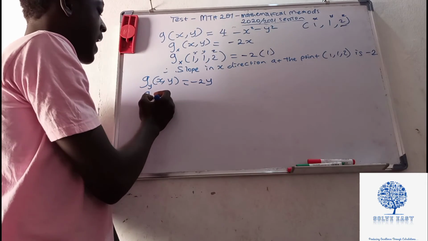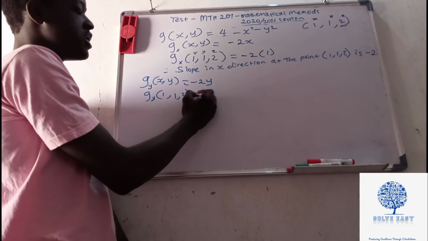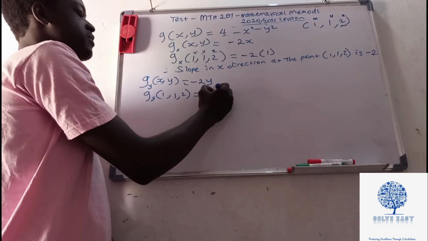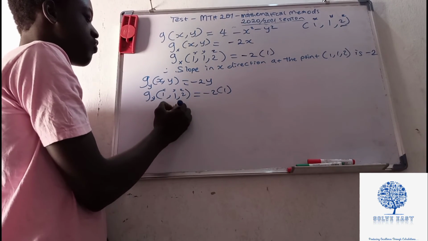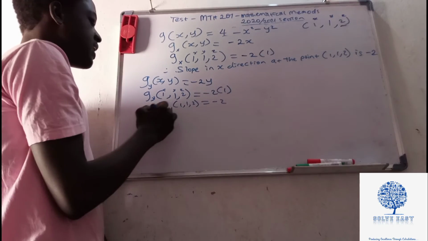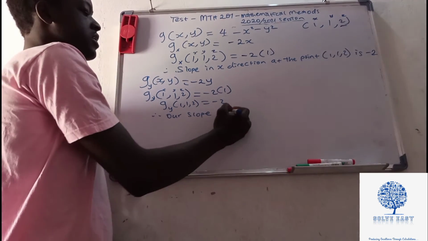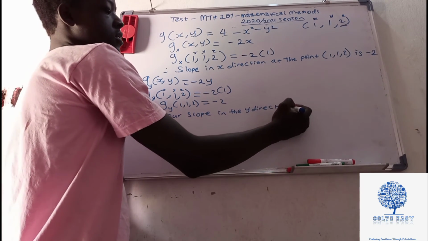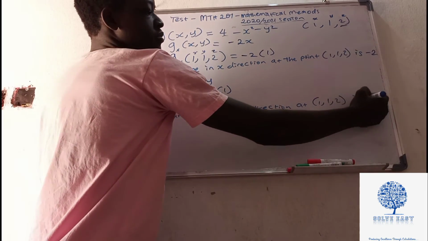Now the slope in the y direction at (1, 1, 2) is equal to, putting in our value for y, minus 2 times 1, because this is x, this is y, this is z. So g_y at (1, 1, 2) is equal to minus 2. Therefore our slope in the y direction at (1, 1, 2) is minus 2.